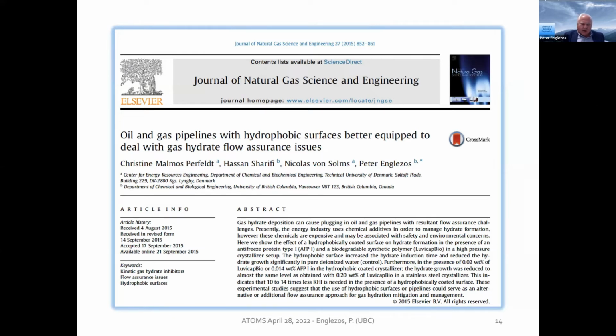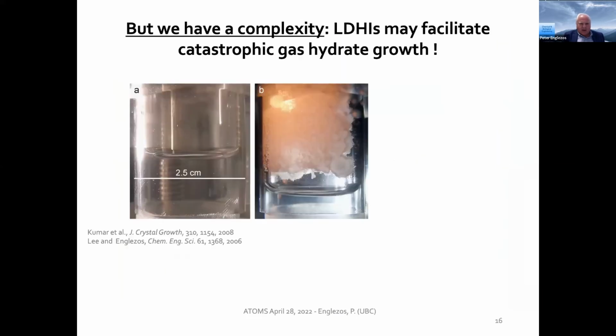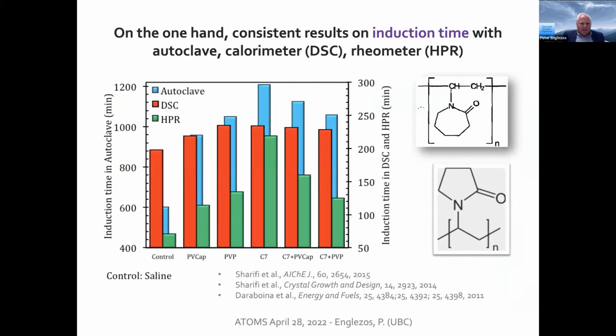Now let's look at some more observations based on this multi-scale approach and see. One has to be careful to interpret these, to look at these data. So what I'm showing you here is what we call the induction time.